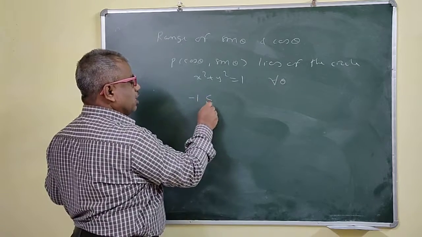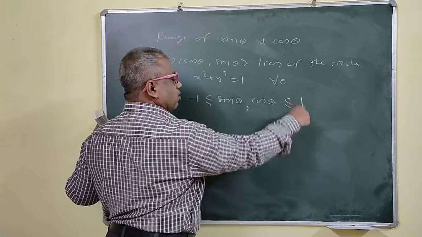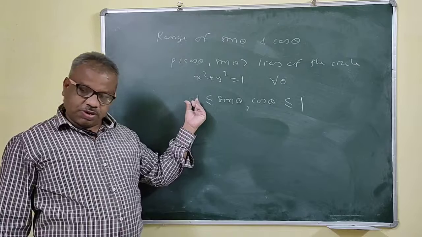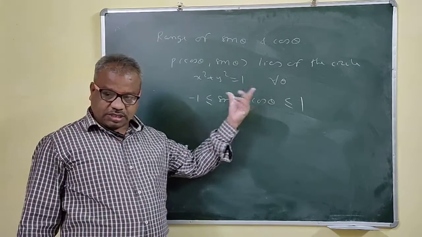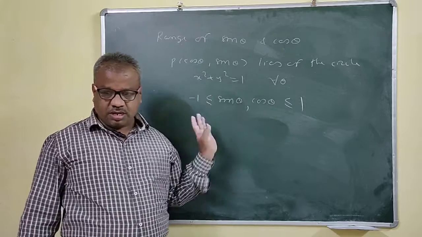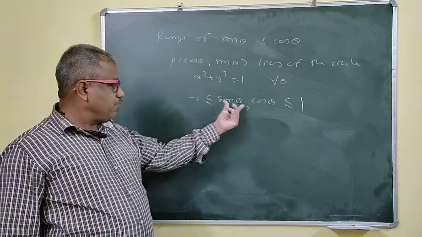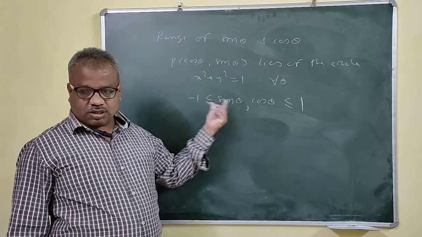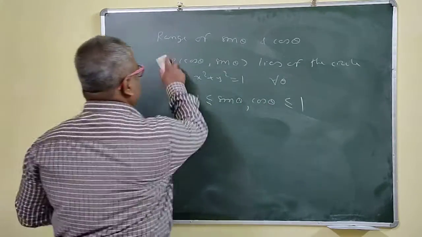That means minus 1 is less than or equal to sin theta or cos theta is less than or equal to 1. The minimum value of sin theta is minus 1, and the minimum value of cos theta is also minus 1. For any value of theta, sin theta and cos theta always lie between minus 1 and 1. So the maximum value of sin theta and cos theta is 1.